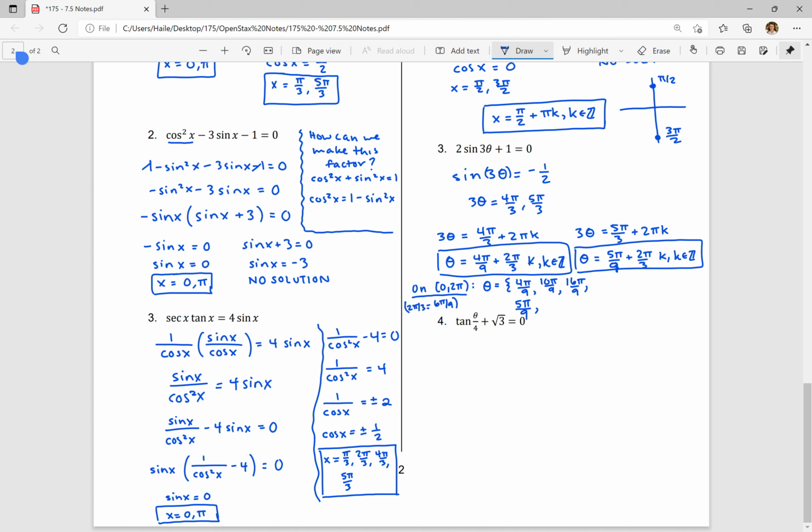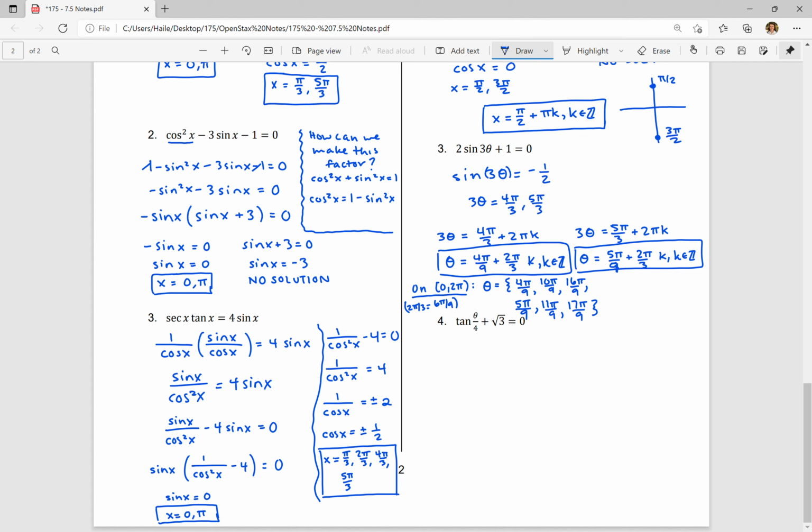The second solution, we have 5 pi over 9. If I add 6, I'm going to get 11 pi over 9. Add 6 again, I'm going to get 17 pi over 9. But if I add 6 again, I'm going to be bigger than 2 pi. So I want to stop at 17 pi over 9. So these 6 solutions are the solutions between 0 and 2 pi.